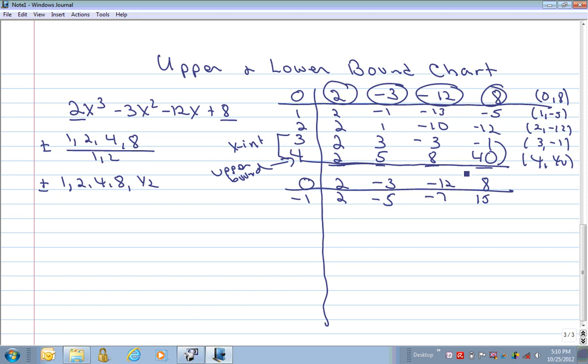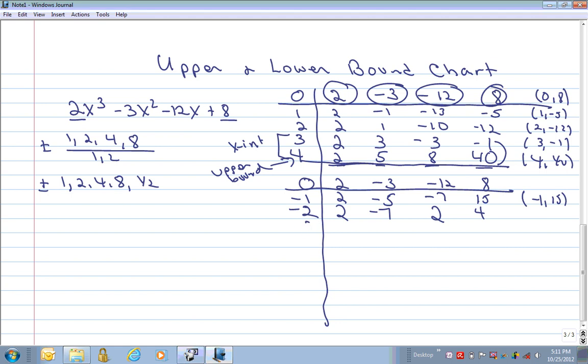All right, that's not our lower bound yet because we're not alternating signs. But we did find another ordered pair at negative 1, 15. And all of these ordered pairs you could graph to get your curve, make your curve just a little bit cleaner and a little more accurate. Okay, we still have not reached our lower bound yet.